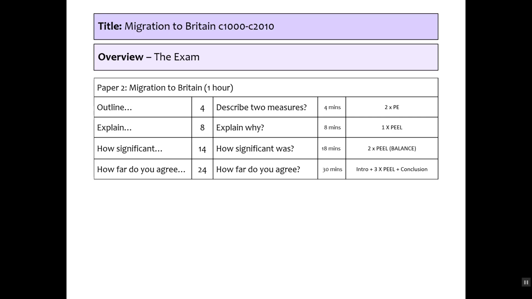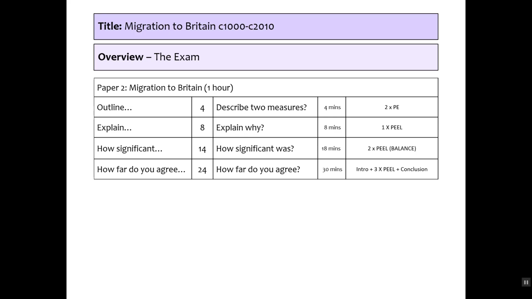Now the first question will be outline, the second question explain, the third question how significant or how important, and then the last question will be an agree. How far do you agree? For the 4 mark, 2 quick PE paragraphs, very quick. For an 8 mark, make a really good PIL paragraph. If you want to go on to have a second part, then fine, you can do. For how significant, you're looking for 2 solid PIL paragraphs that are balanced. That's the key part to that. You have to have on one side and on the other hand.